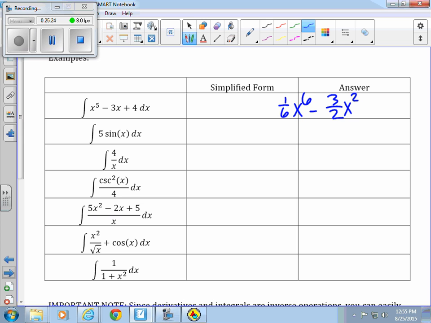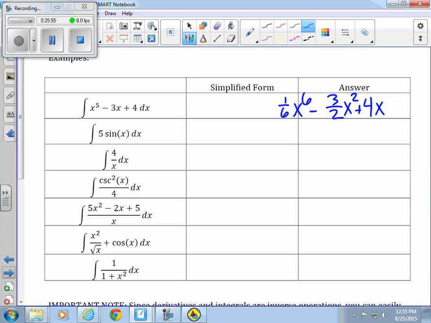Does everybody follow how this is working? Divide by the new exponent. Find the new exponent, divide by. That is the power rule for integration. Plus what? 4x. Does everyone agree? What has a derivative of 4? Because the derivative of that is 4.